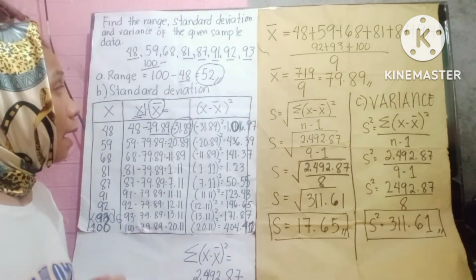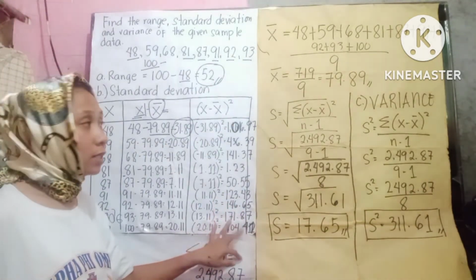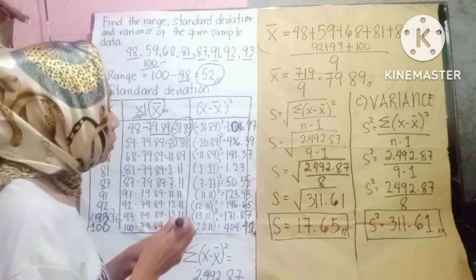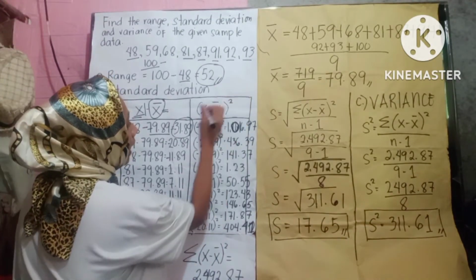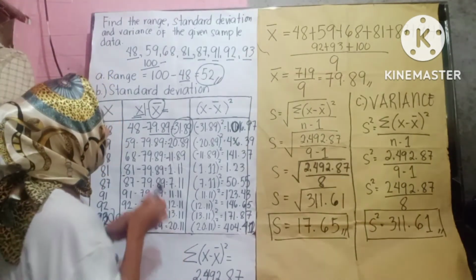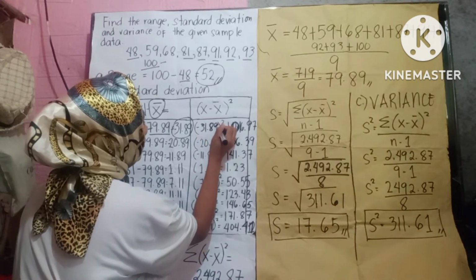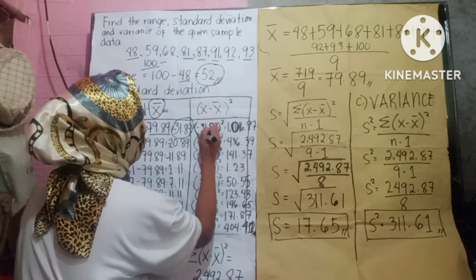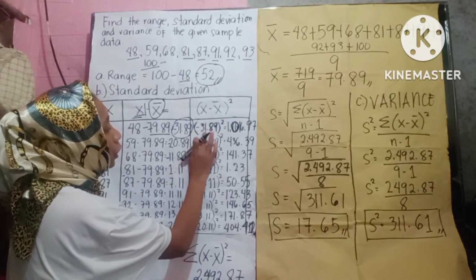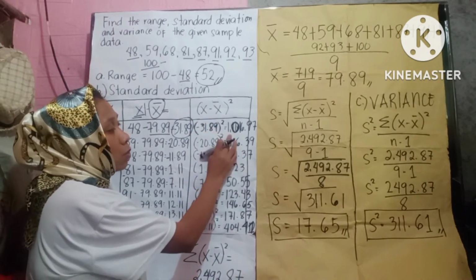So, para makuha natin, the next is yung third column. Nakuha na natin yung value ng X at ng X bar. So, dito sa third column is yung squared ng X minus X bar raised to the power of 2. So, yung sagot dito sa second column, which is the negative 31.89, yung squared niya. Kukunin natin yung squared ng sagot sa second column. So, negative 31.89 times negative 31.89 is equals to 1,016.97.